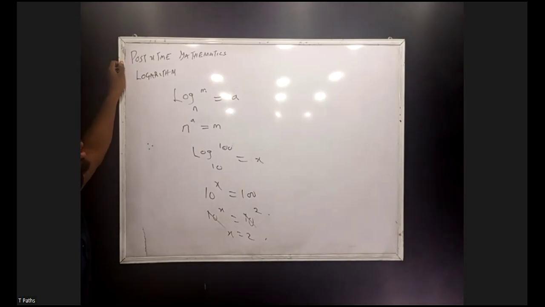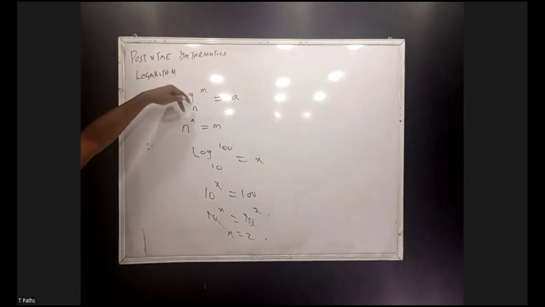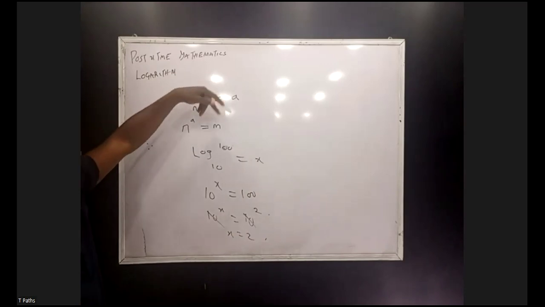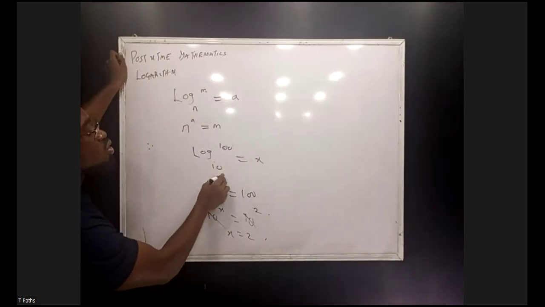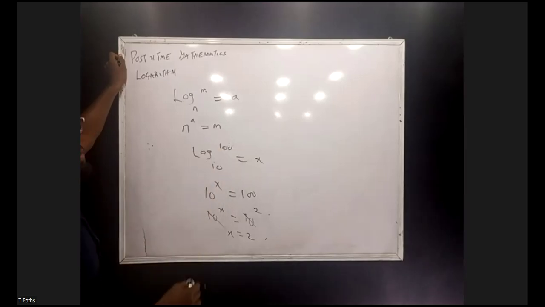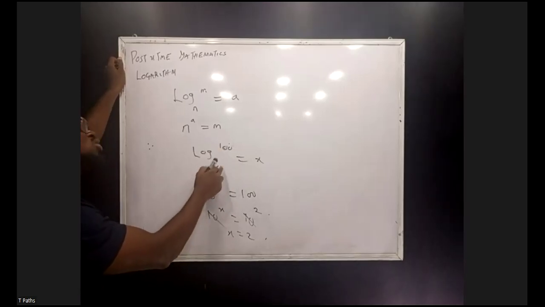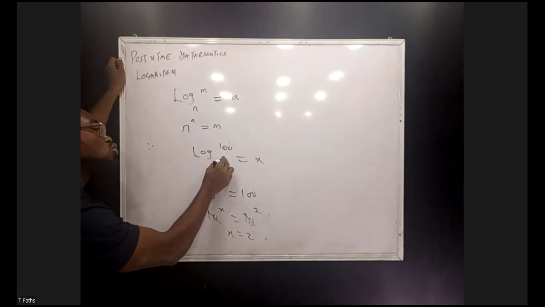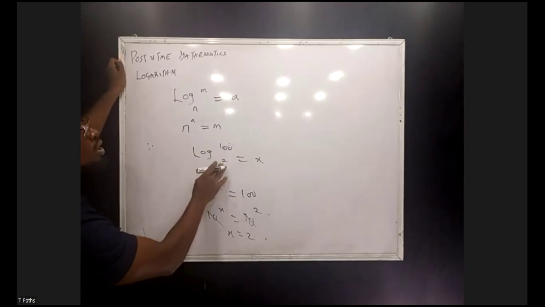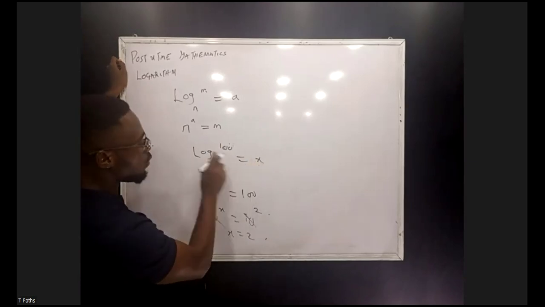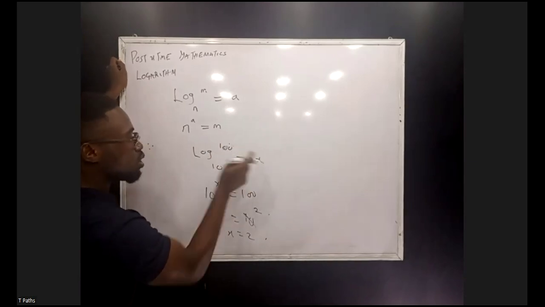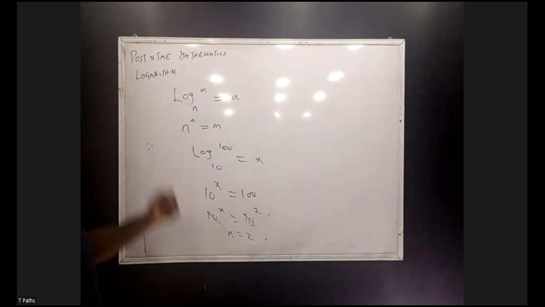Am I making sense? So when we say logarithm of a number to a particular base, it is the number of times that the base must be raised to give us back the number. Because 10 raised to 2 will give us back 100. So the logarithm of 100 to base 10 will give us 2. But these are elementary.